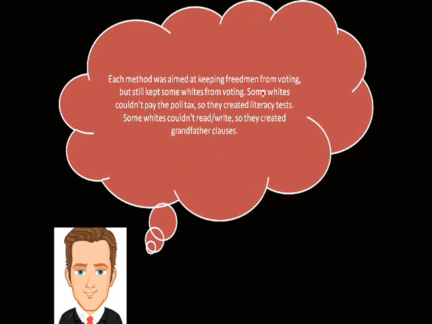Now, just to throw it all together, each of these methods was designed to keep former slaves from voting, and each one was a little bit more strict than the other. Because if you look at the poll taxes, are you going to have some poor whites that can't pay? Absolutely. So we got to find something else. The whole idea was for Southern governments to keep African Americans from voting, but still to allow as many whites to vote as possible.